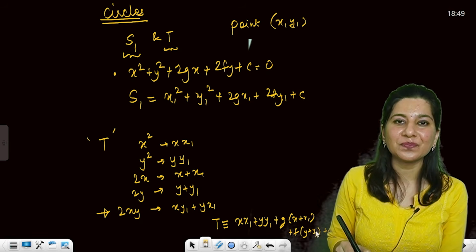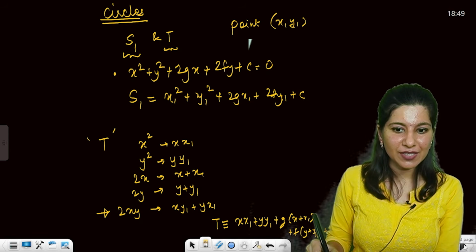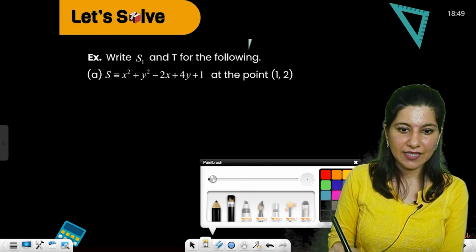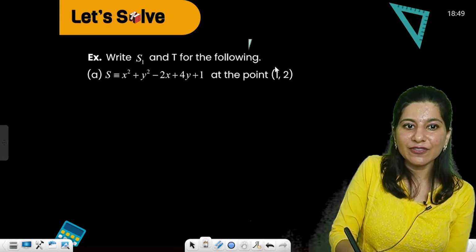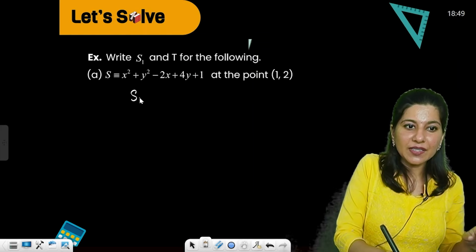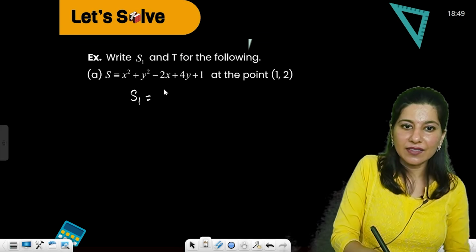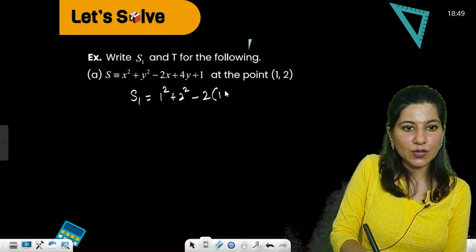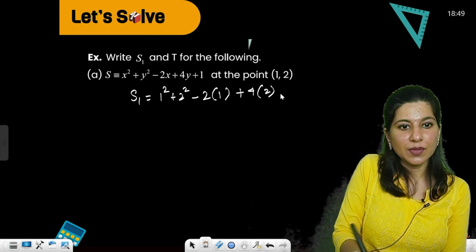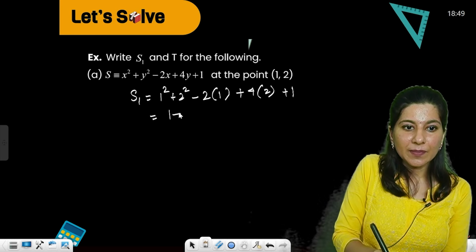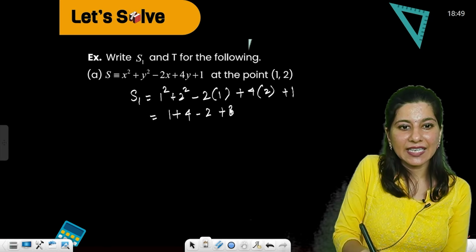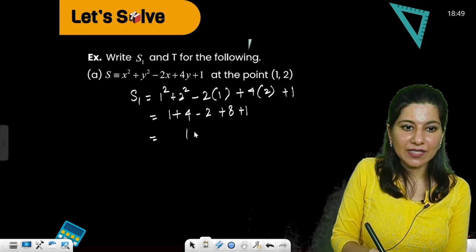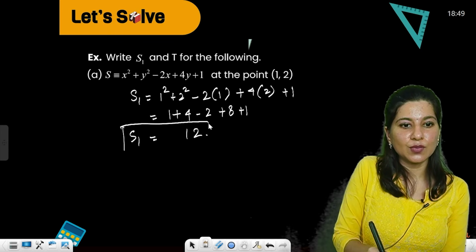That's it. Okay, are we ready for one question? Tell me if you are ready for a question. Yes. So this is the question which says find S1 and T for the following. S1 is very simple. You have to plug in that point and that's it. So 1 square plus 2 square minus 2 into 1 plus 4 into 2 plus 1. 1 plus 4 minus 2 plus 8 plus 1. 4 minus 2 is 2, 2 plus 8 is 10, 10 plus 1 is 11. S1 is equal to 12.